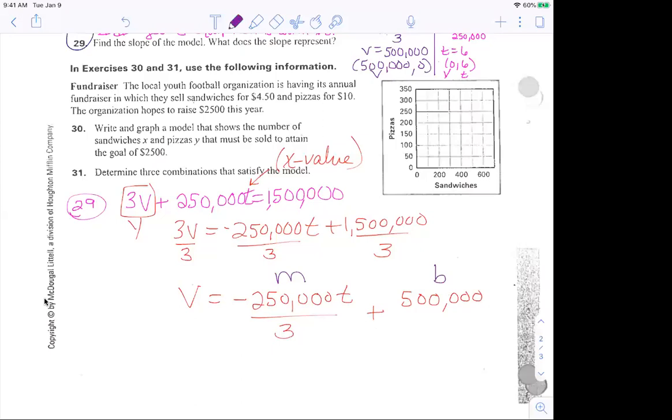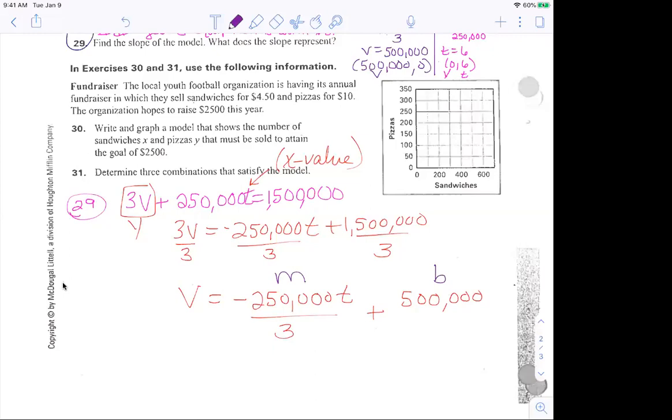Questions? So the slope in this problem is negative $250,000 over 3. What does the slope mean? Kaylee, you were the one that helped us start off this problem. Can you tell me what the slope means? The slope represents the, no, I was wrong. I'm not sure. Okay. Anybody know what this means?